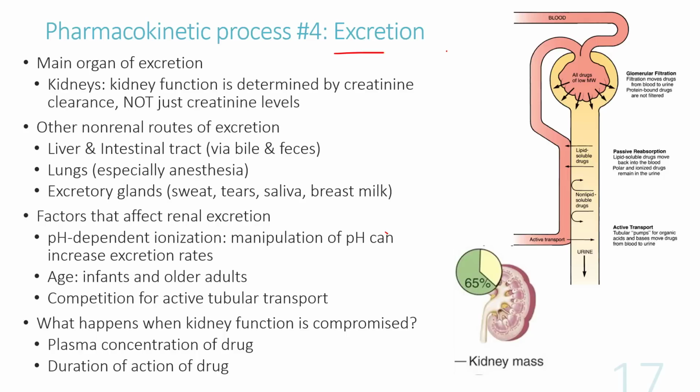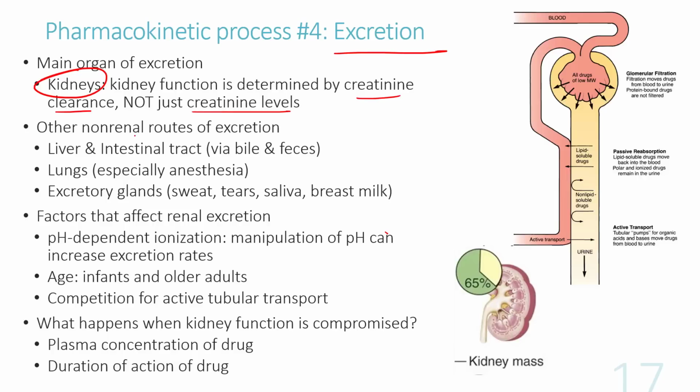Fourth process, excretion. Excretion is when the drug leaves the body. The main organ of excretion is the kidney. If you're not sure of a patient's kidney function, it's best determined by creatinine clearance, not just creatinine levels, right? Creatinine level is just a one time point thing. Creatinine clearance is when a person is given creatinine and then the blood is measured sometime after that to work out how much creatinine has left the body, and so that is creatinine clearance. So that's an indication of the activity level of the kidney.